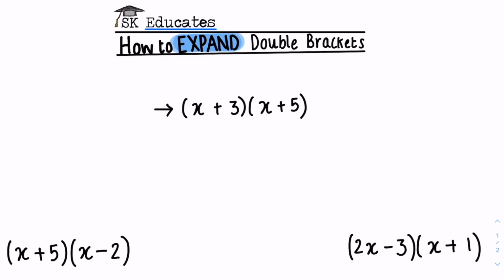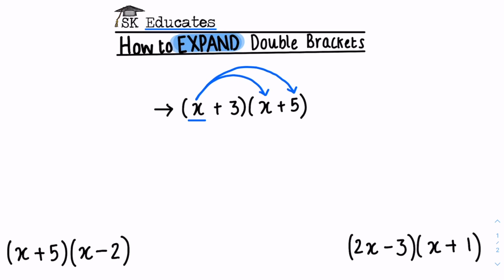How to expand double brackets. Here we have (x + 3)(x + 5). Essentially, we're going to be multiplying each term in this bracket by each term in this bracket. So let's get started. Our first term is an x. So we're going to multiply this by the x here and by the plus 5 here.